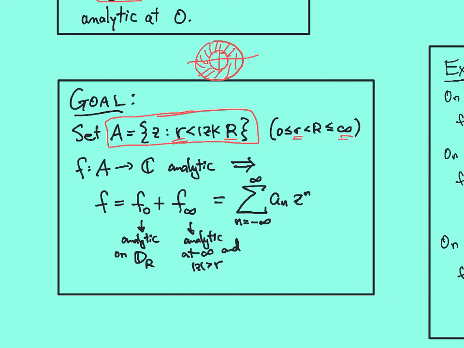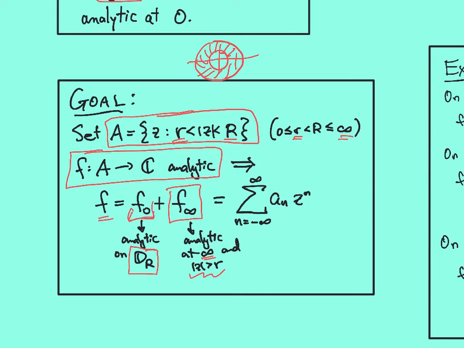The case little r equals 0 is especially important because this will be how we study analytic functions with a singularity at one isolated point. Okay, and so our goal is to show that if f is analytic on an annulus, then it can be decomposed into a function analytic on the disk of radius r and a function that is analytic at infinity and for z's with modulus bigger than little r.